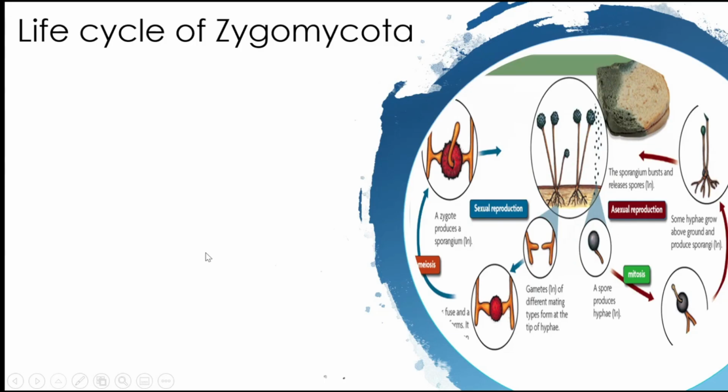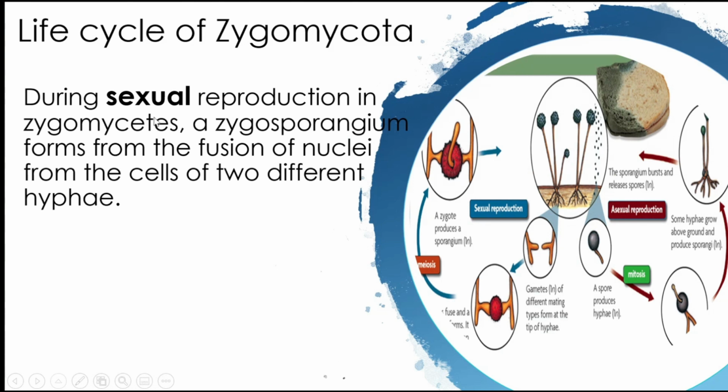Back to the sexual reproduction in the Zygomycota: during sexual reproduction, a zygosporangium forms when the nuclei from the cells of two different hyphae fuse. As we saw in the video, we have two different hyphae, one positive and the other negative. They are positive mating hyphae and negative mating hyphae. They all look the same, but they are chemically different. So those will be fused together.